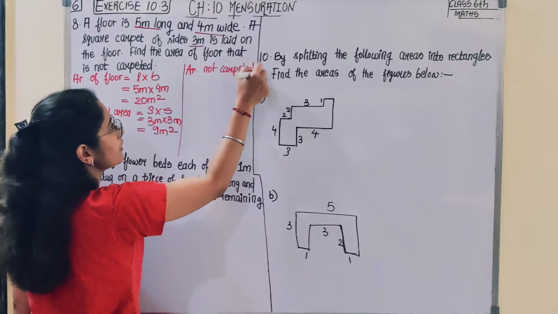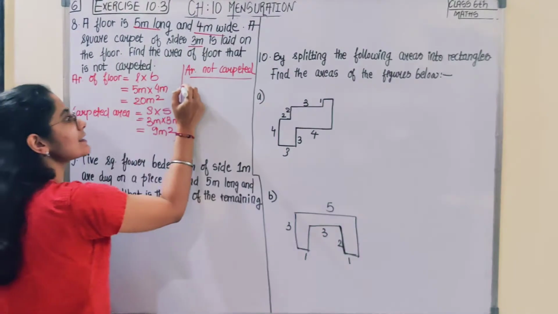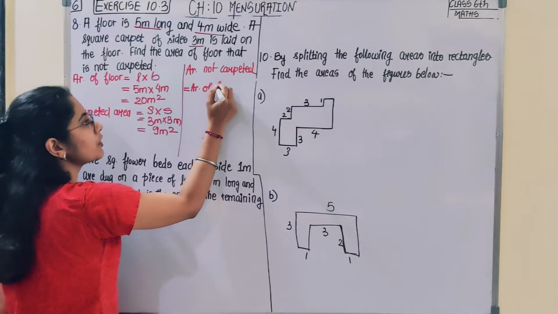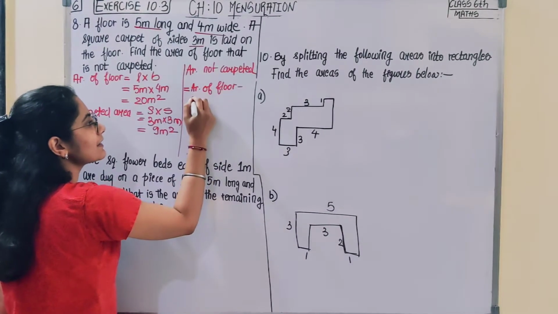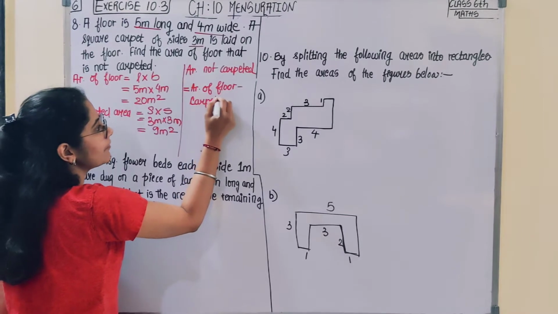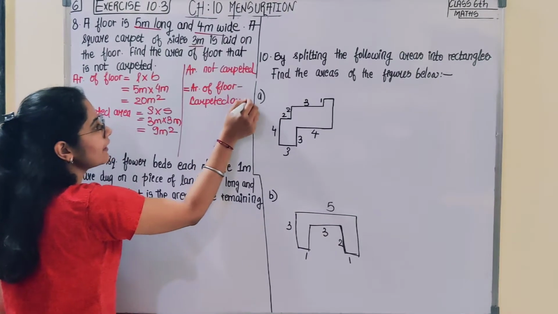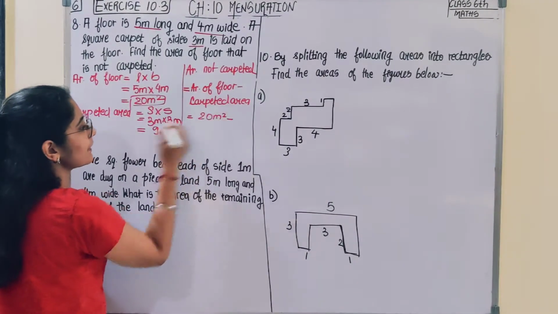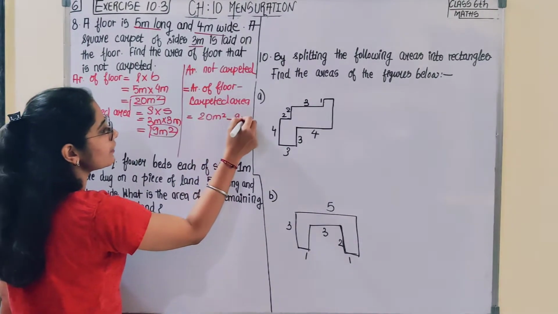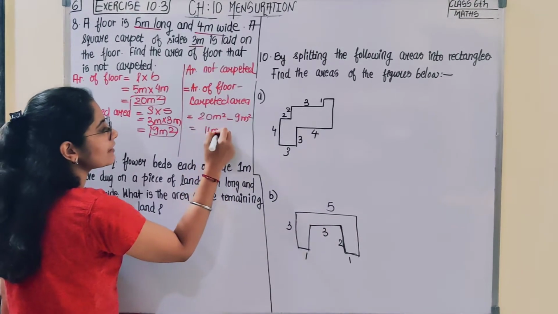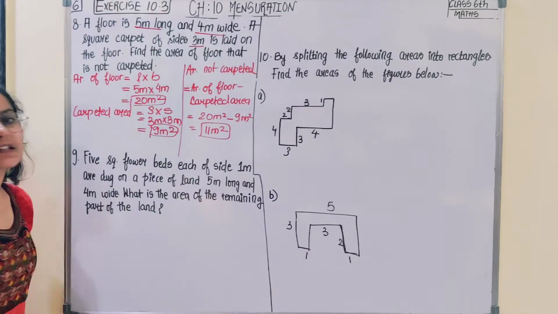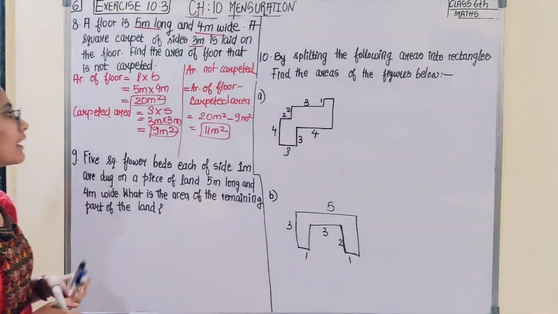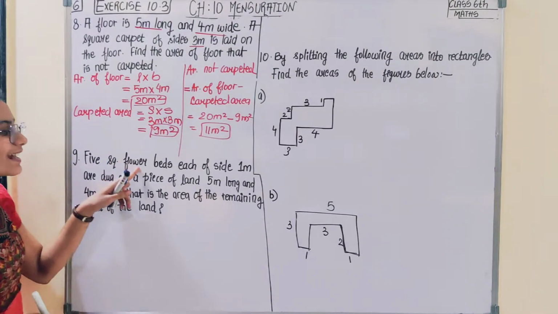So area not carpeted is equal to area of floor minus carpeted area. So area of floor is 20 meter square minus carpeted area is 9 meter square. So 11 meter square is the area of the floor which is not being carpeted. Okay, now the next question.